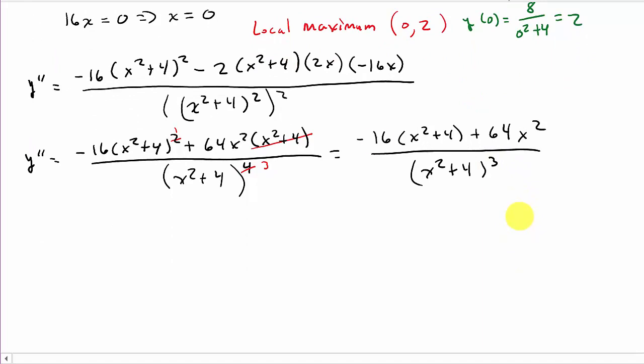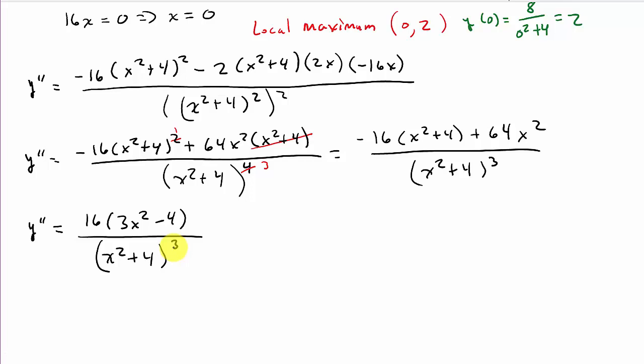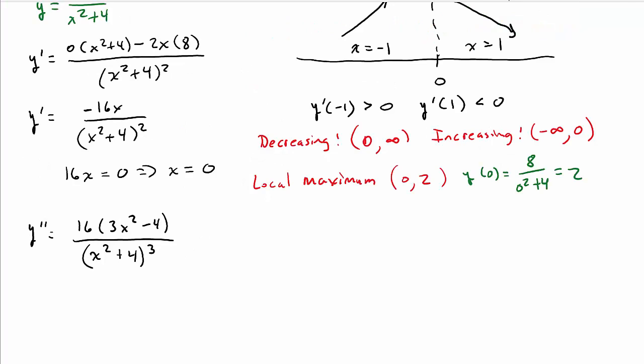And so then I'll distribute the negative 16 and then combine like terms. And after I do that, I'm not going to go through all that. You should be able to do that. That is going to leave me with 16 times 3x squared minus 4 over x squared plus 4 cubed. And so there's the second derivative, finally. All right, so I'm going to erase the work and then rewrite this up here, and I'll pause the video while I do that.